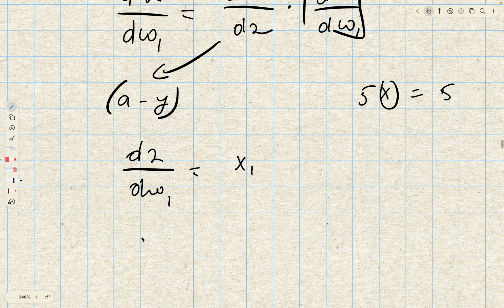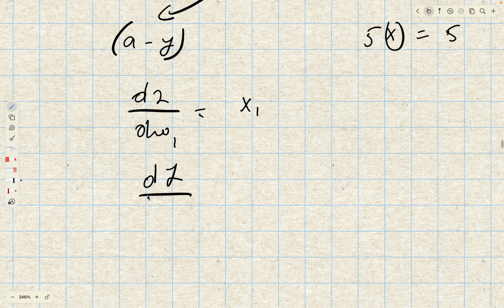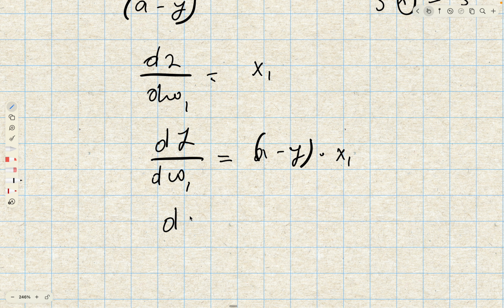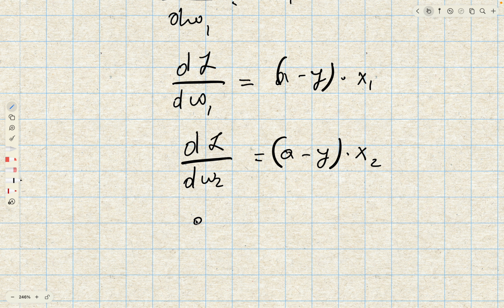So the derivative of the loss function with respect to V1 is (A minus y) multiplied by X1. In the same fashion, the derivative of the loss function with respect to V2 is (A minus y) X2. If we write it as a formula, we will end up with something like this.